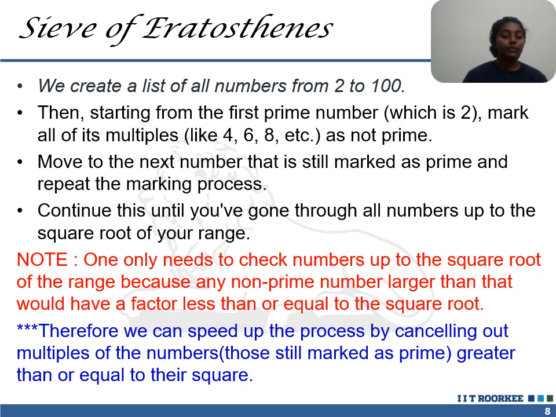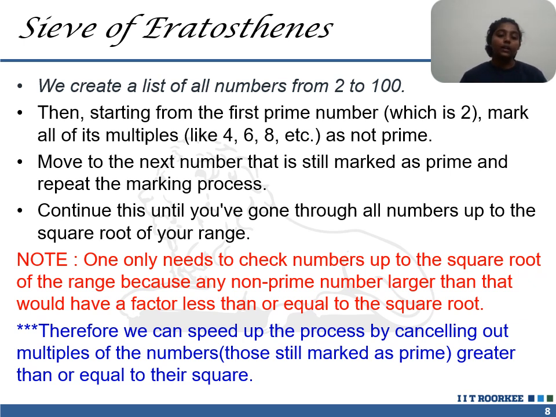Starting from the first prime number, which is 2, we mark all of its multiples like 4, 6, 8 as being not prime. Then we move to the next number which is still marked as prime after the whole process that has been followed above. And then we repeat the process again and again.